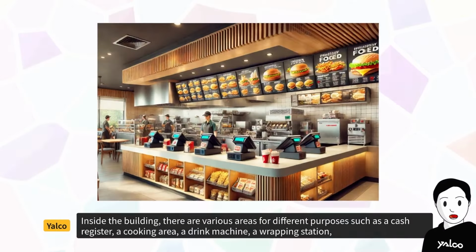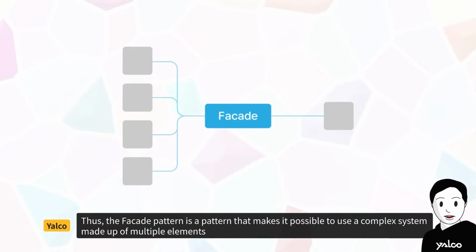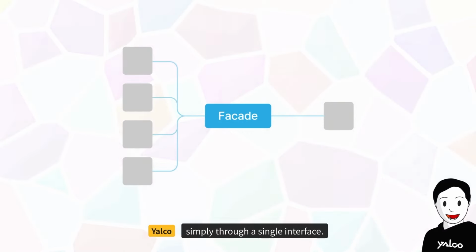Inside the building, there are various areas for different purposes, such as a cash register, a cooking area, a drink machine, a wrapping station, but customers don't need to know about this internal structure as they receive all services through this window. Thus, the facade pattern is a pattern that makes it possible to use a complex system made up of multiple elements simply through a single interface.